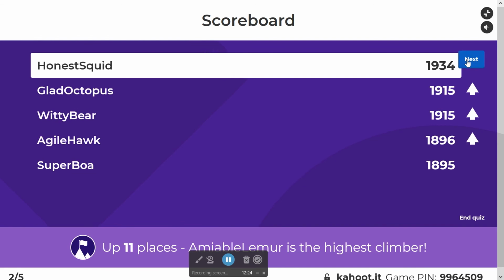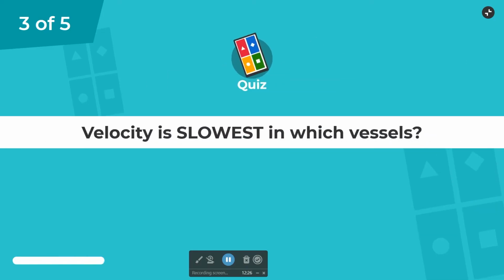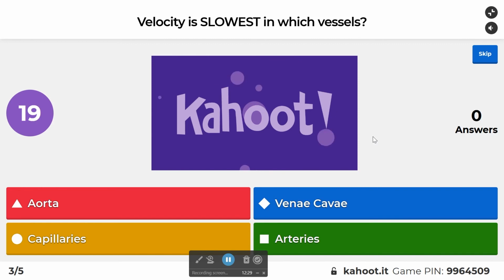All right, honest squid holding on to the lead. All right, velocity is slowest in which of these?